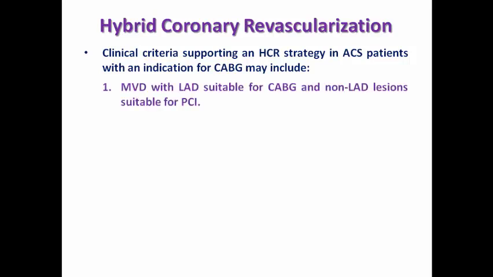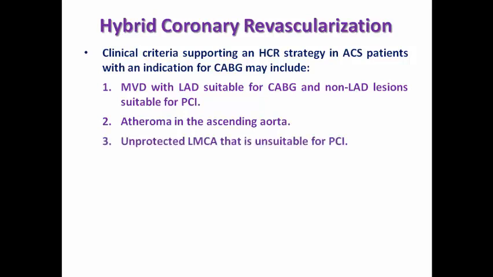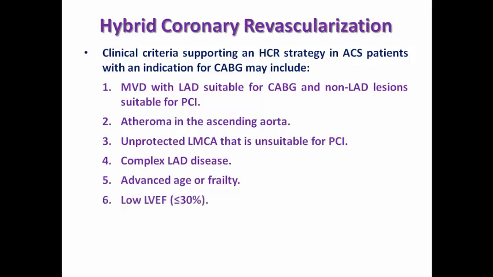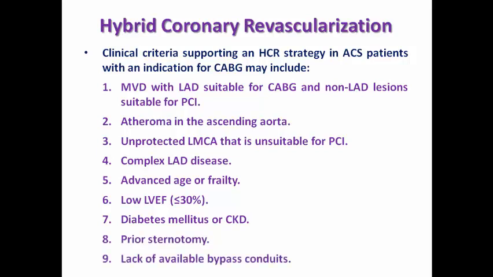For example, multivessel disease with LAD suitable for CABG and the non-LAD lesion suitable for PCI, patient having atheroma in the ascending aorta, so anastomosing the venous graft to the aorta would not be optimal, unprotected left main coronary artery disease that is unsuitable for PCI and still there are other vessels affected, complex LAD disease not suitable for PCI, advanced age or frailty, so you want to avoid median sternotomy, low LV ejection fraction, diabetes or CKD which increase surgical mortality, so you want to shorten the duration of the surgery, prior sternotomy, and lack of available bypass conduit, like for example patients with peripheral arterial disease, so you want to get only an arterial graft for the LAD and avoid using venous grafts.